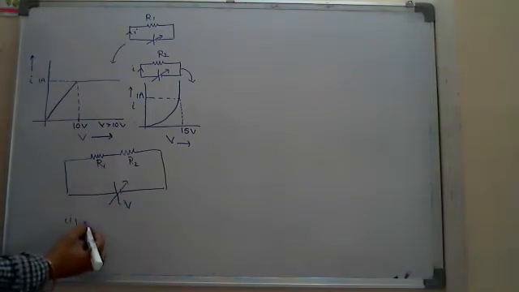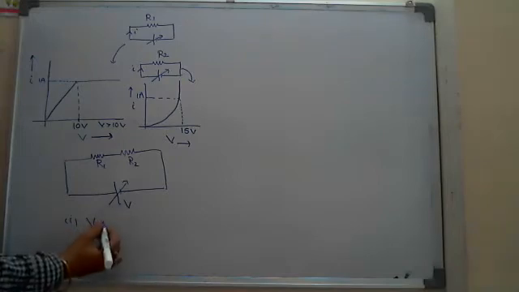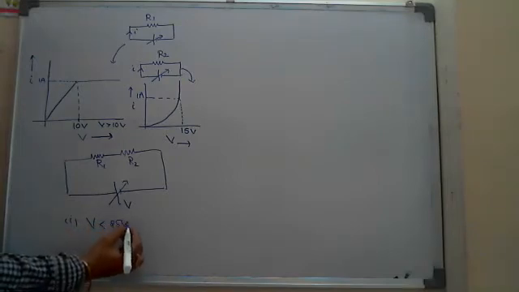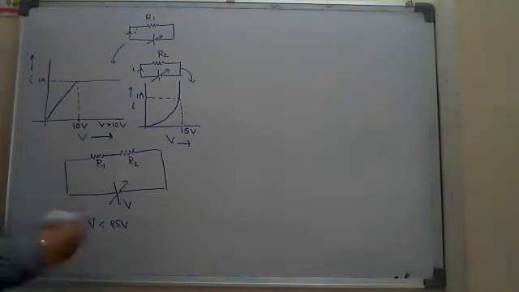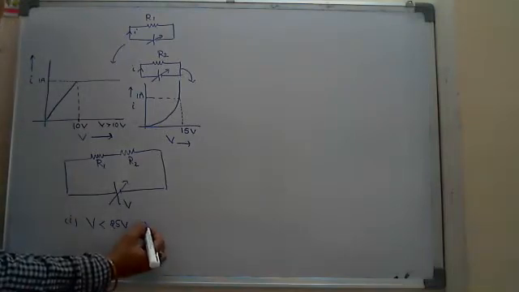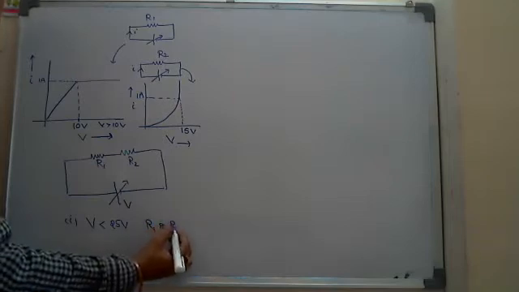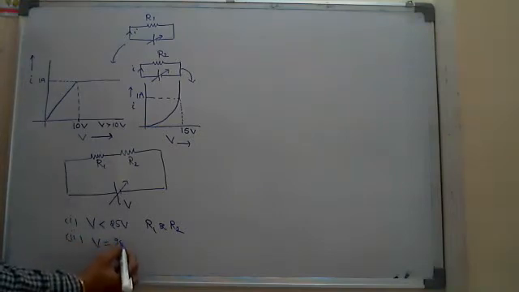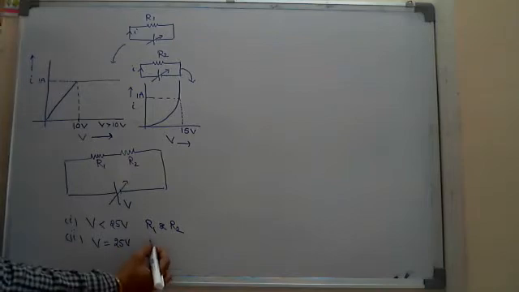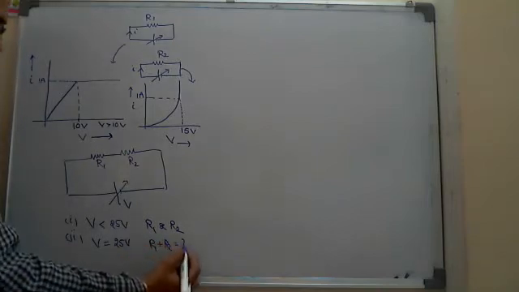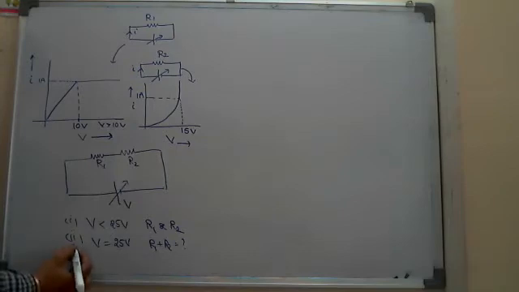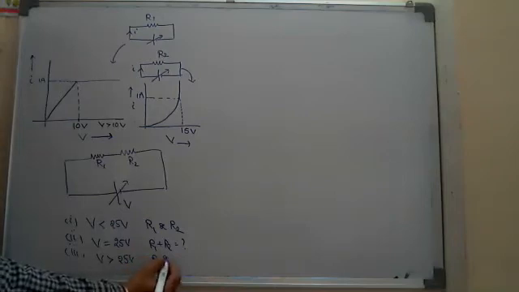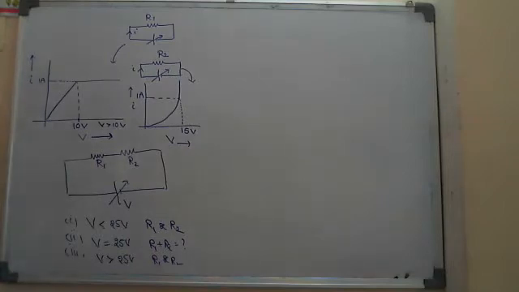First question: if the applied voltage V is less than 25 volts, what happens to the resistances R1 and R2? If V is equal to 25 volts, what will be R1 plus R2? And if V is greater than 25 volts, what happens again to R1 and R2? Okay, this is one question.